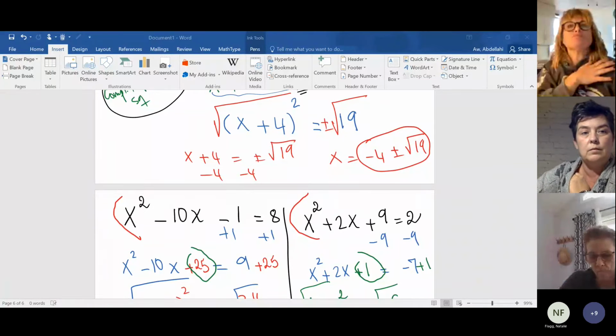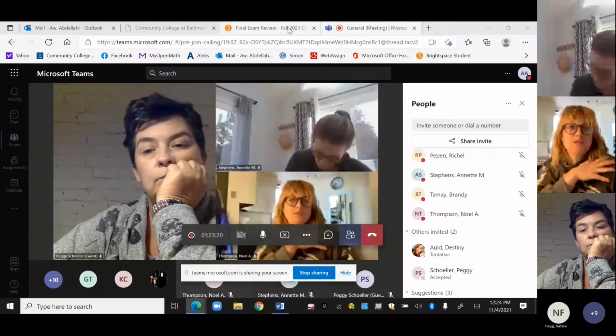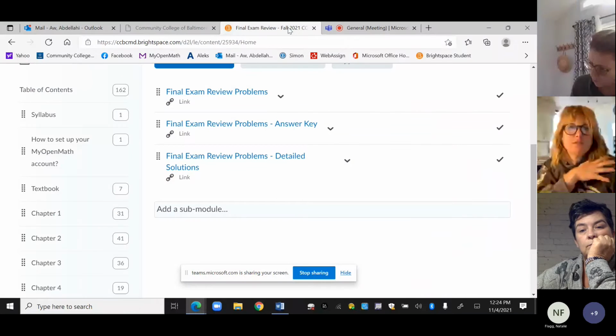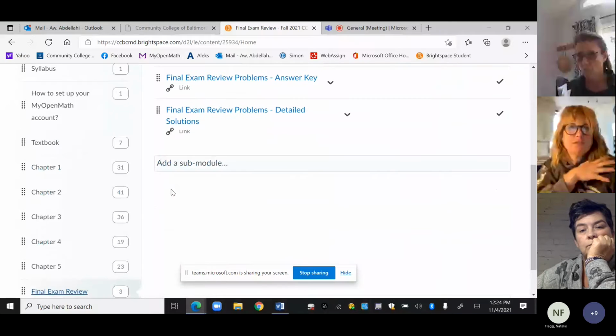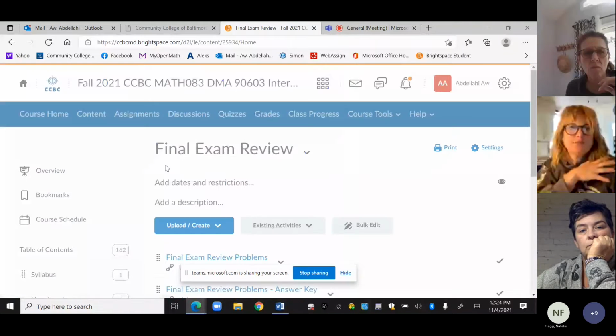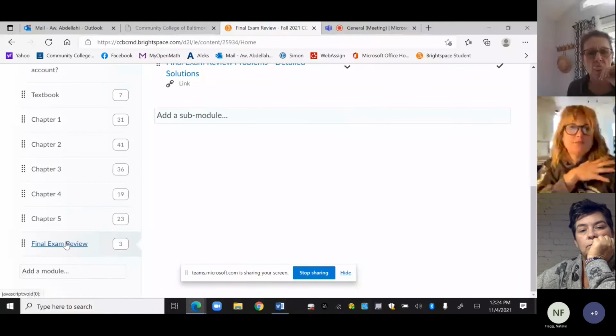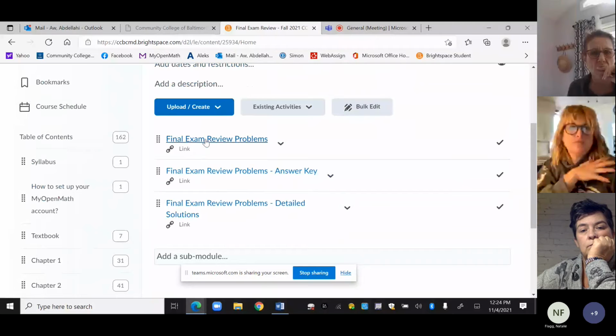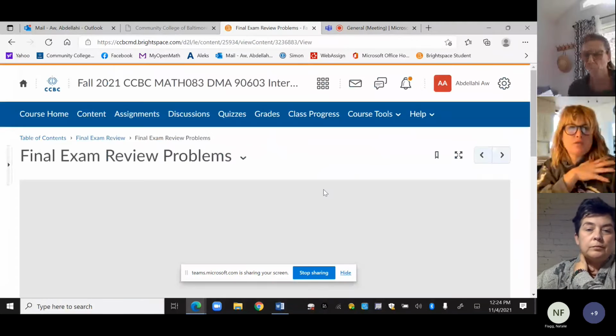If you go to Brightspace, everybody see my screen right here? You go to Brightspace right here. You go to content on Brightspace. When you go to content, you're going to see final exam review right here. You click on it and you see final exam review problems right here. It's very nice stuff.